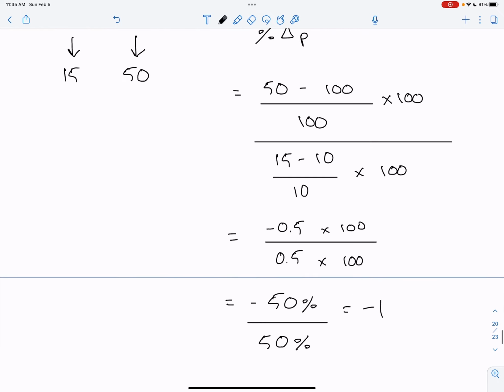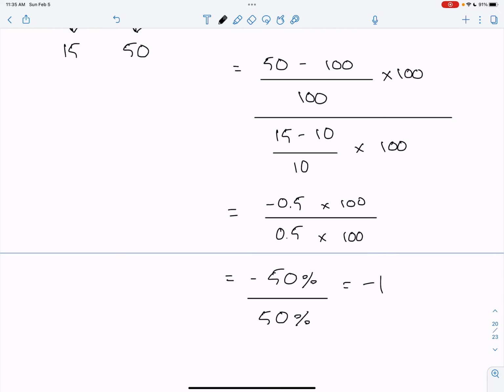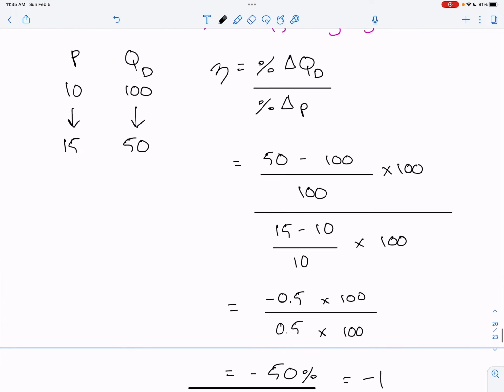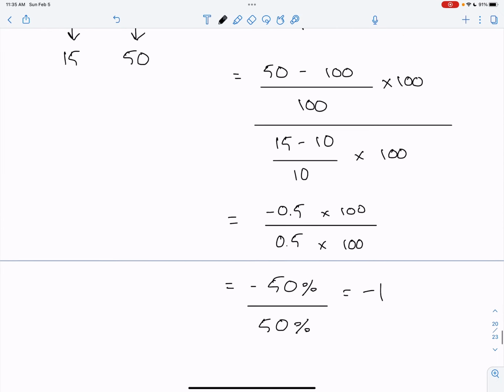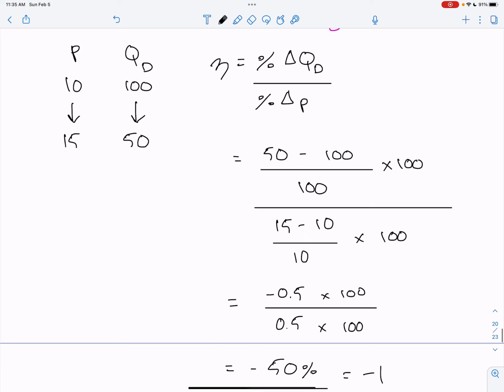Now, I am going to suggest that there is a problem with this. Okay, and the problem is the following. Now, this is not a mathematical problem, okay? This is actually mathematically correct. There's no problem with it in terms of math, but there's a problem with it in terms of economics, in terms of what we actually are trying to measure when we talk about price elasticity.